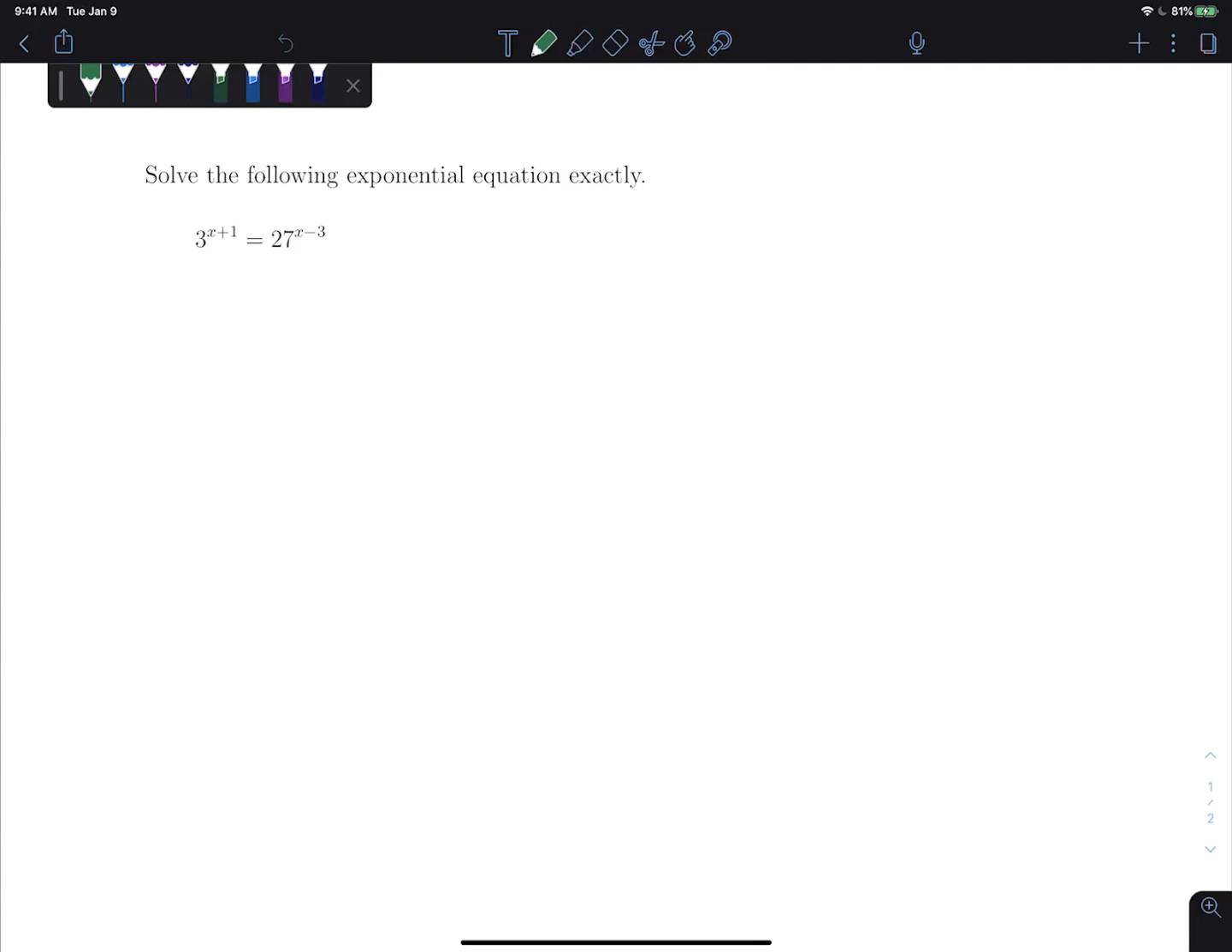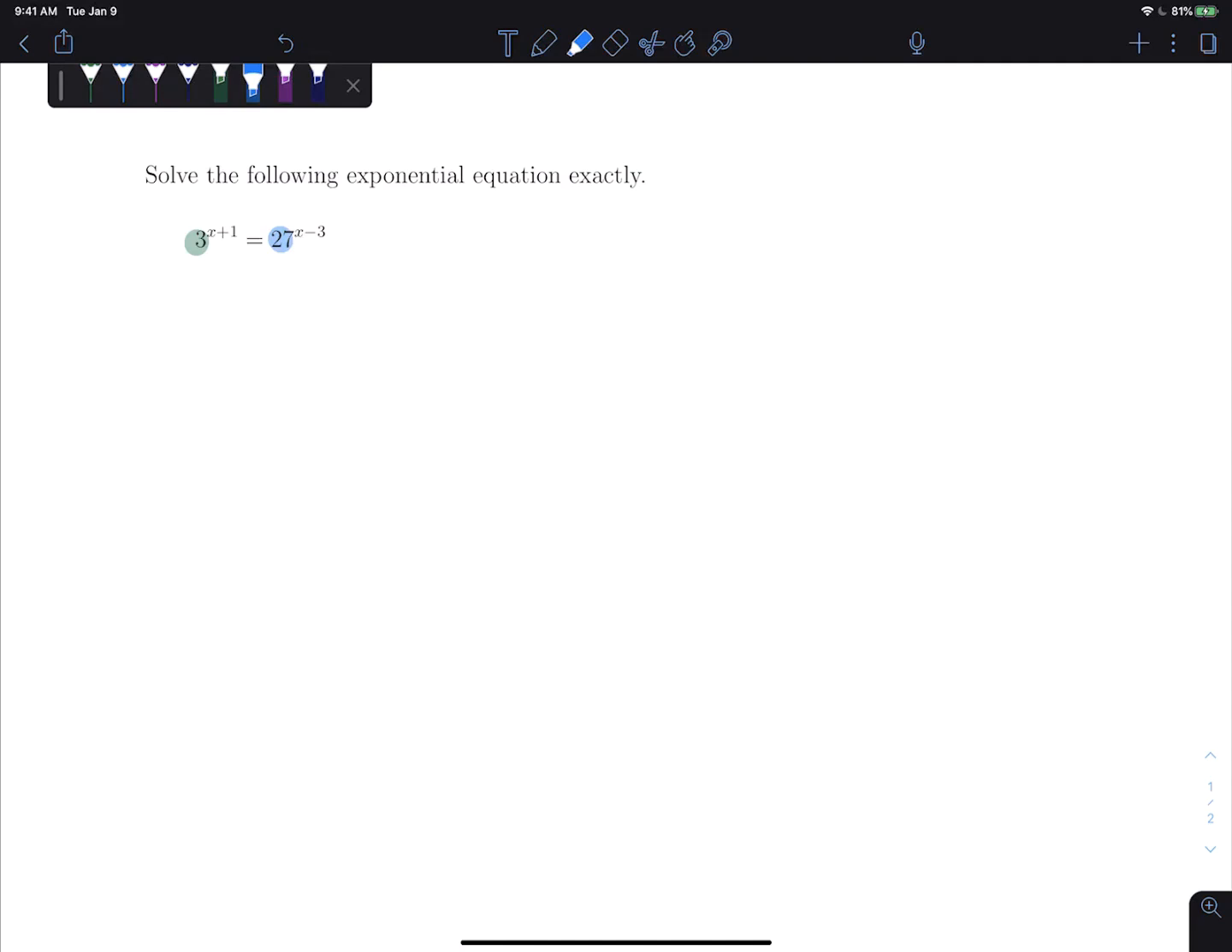Hello. In this video, we want to solve the following exponential equation exactly. We have 3^(x+1) = 27^(x-3). Now, to solve this, we want to go ahead and find the common base between these two. Notice that the left-hand side has a base of 3, and the right-hand side has a base of 27.